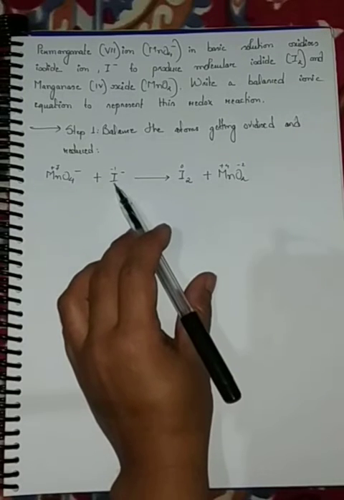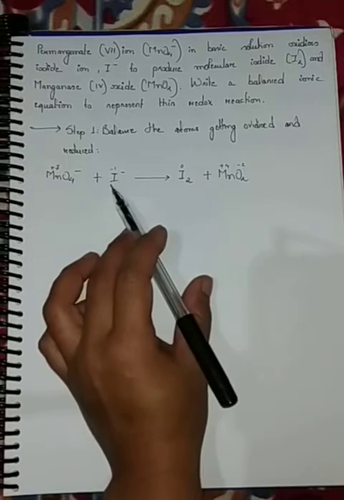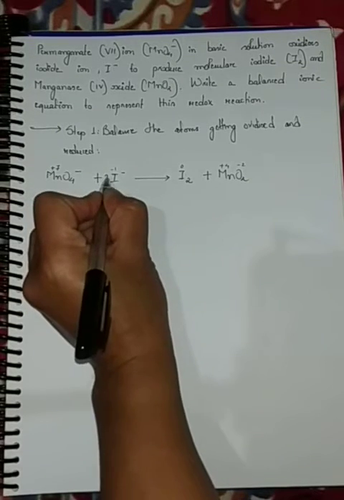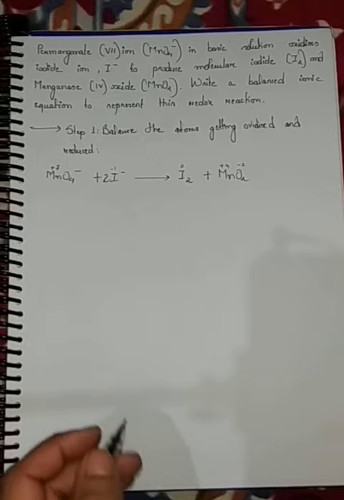Now let's move to iodine. We have I minus here, and we have 2 iodine atoms on the product side but only 1 here. So I write 2 here. That means our step number 1 is done. We have balanced the atoms that are getting oxidized and reduced.